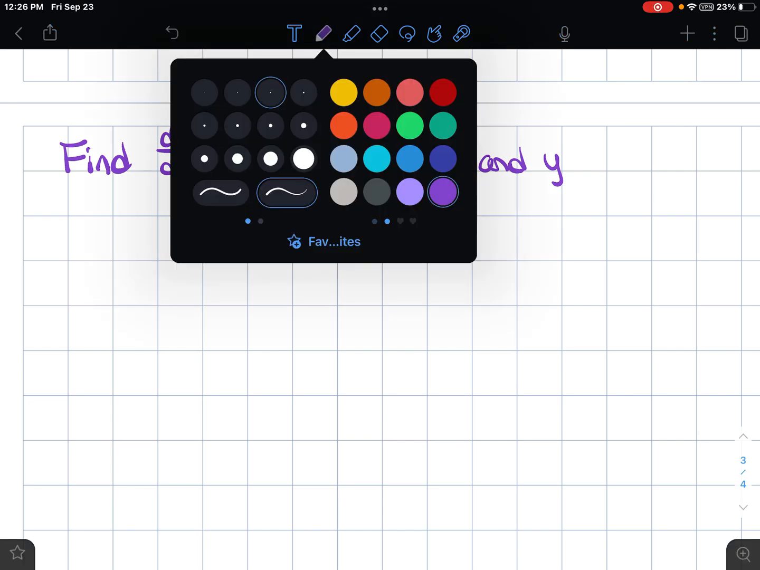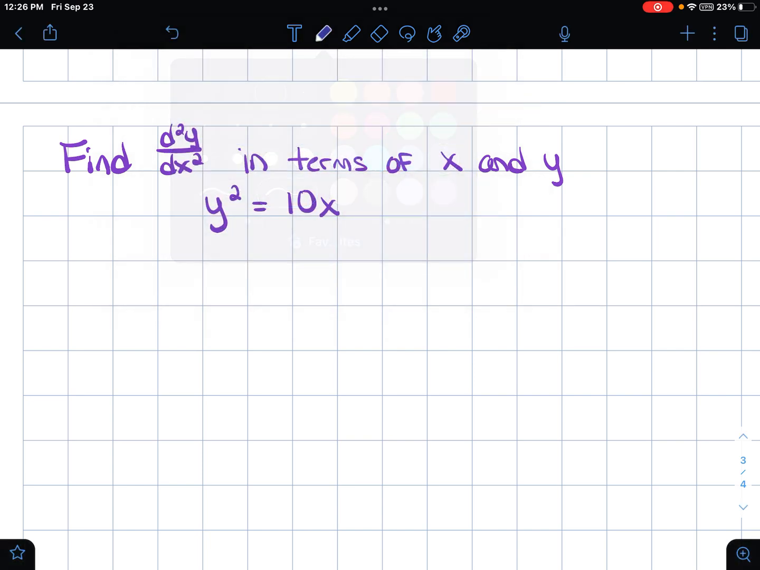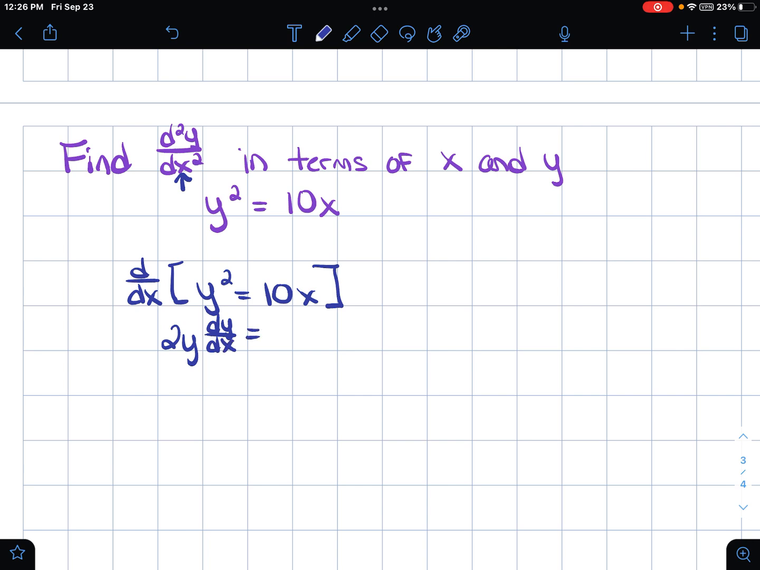So first thing we'll find is the first derivative. Let's find the first derivative with respect to x, finding d over dx of y squared equals 10x. Okay, finding the derivative using the chain rule, 2y dy/dx equals 10 dx/dx. That right side simplifies to just 10. I can divide both sides by 2y. That means 10 divided by 2 will give me 5 over y.